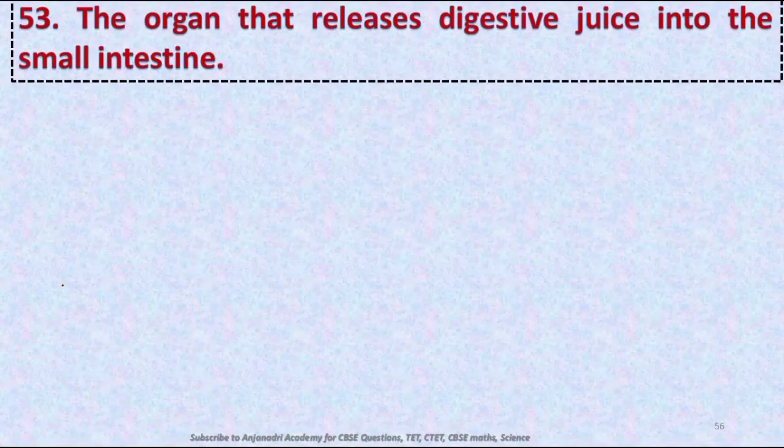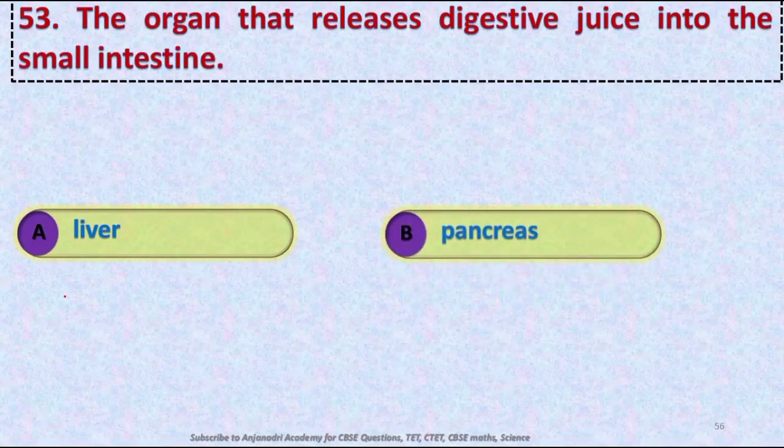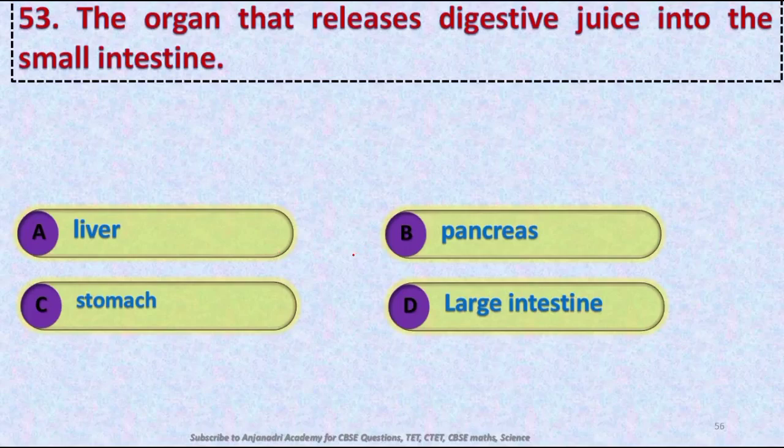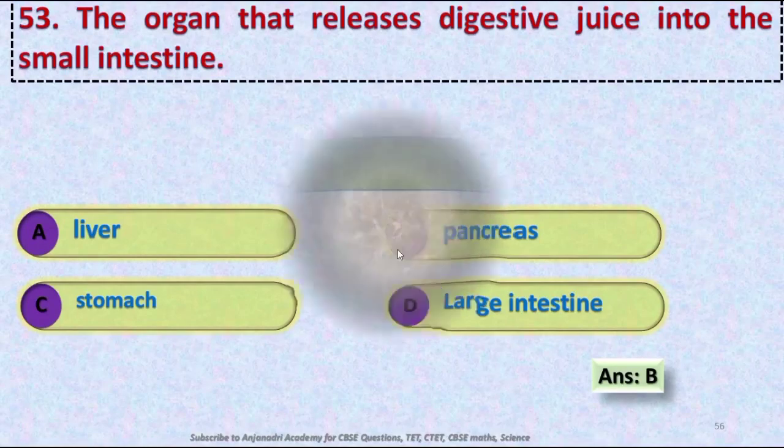The organ that releases digestive juice into the small intestine: liver, pancreas, stomach, large intestine. The answer, option B, is the correct answer. Pancreas releases digestive juices into the small intestine.